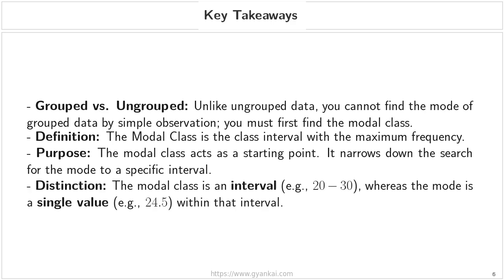Finally, I want to emphasize a crucial distinction that often trips students up. The modal class is an interval, such as 20 to 30. However, the mode itself is a single, specific numerical value, such as 24.5, which lives somewhere within that interval. All right, let's take a moment to recap everything we have covered in this lesson, so we can ensure these core concepts are clear before we move on to the calculations. Keep these distinctions in mind, because in our next lesson, we will learn the specific formula used to pinpoint that exact value.